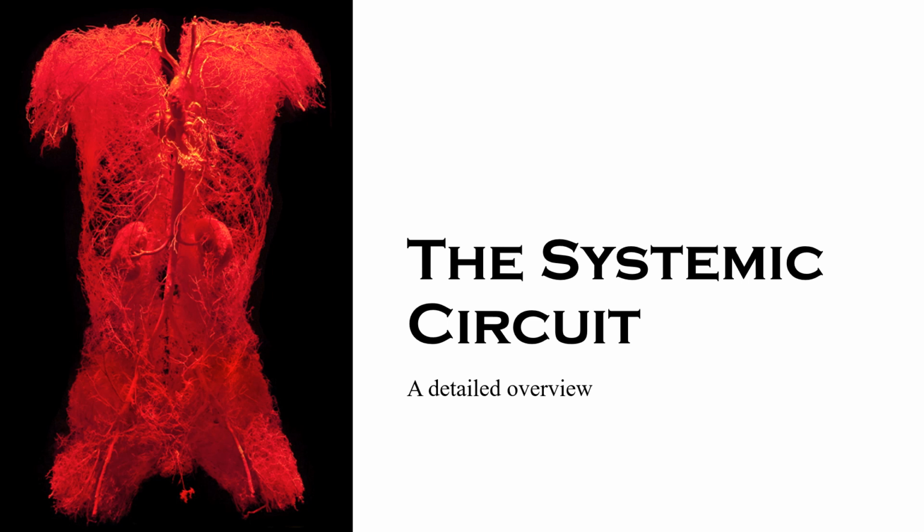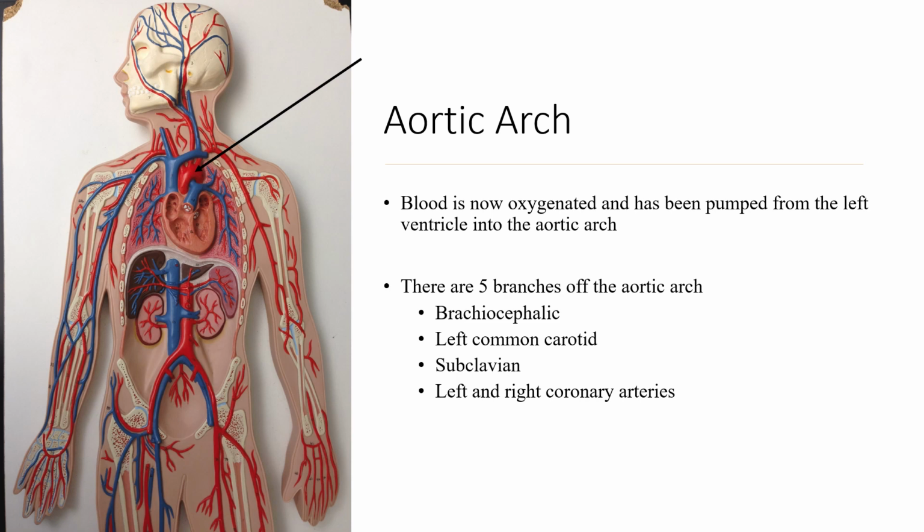Hello everyone. This is a detailed overview of the systemic circuit. We're basically just going to be going through all of the arteries in sequence, as they go through the brain, the arm, and down the rest of the body. So of course the systemic circuit begins with the aortic arch.